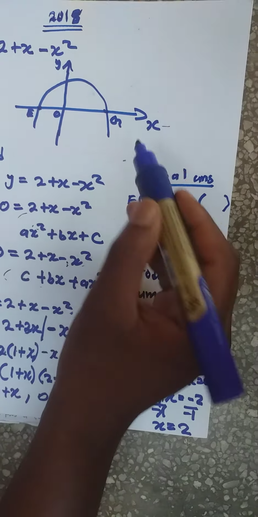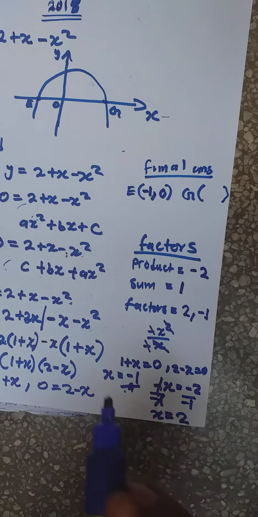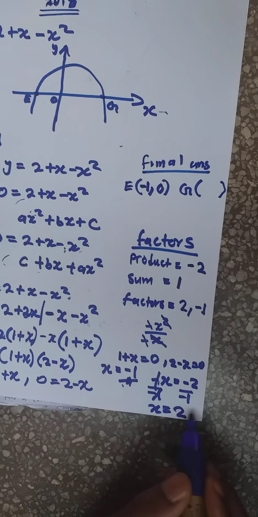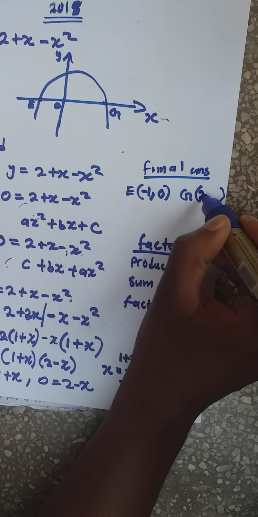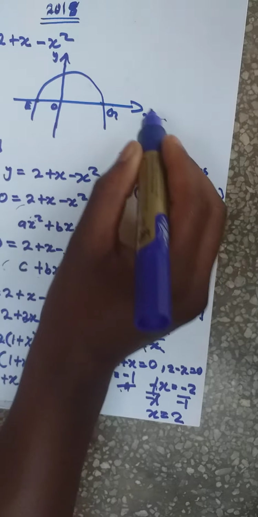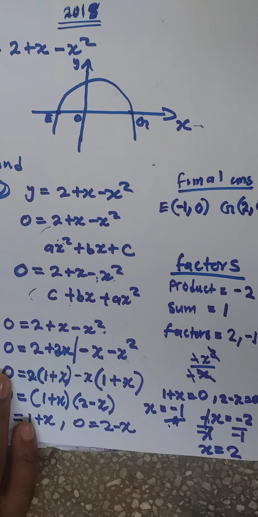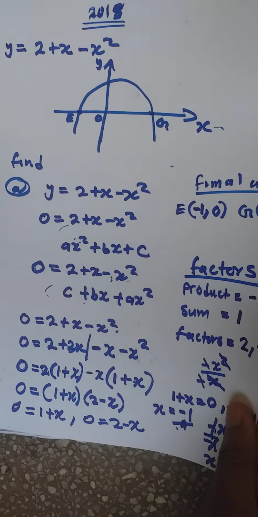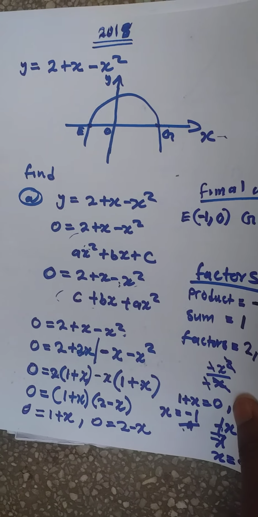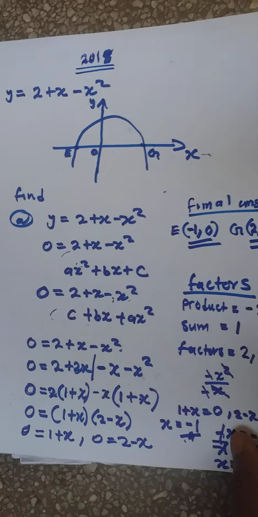For y, it is simple. At any point on the x-axis, y is always equal to 0. Then for x, here it is on the positive side of the x-axis, so 2 makes sense for G. So the value of x for G is 2. Then the value of y there, at any point on the x-axis, y is 0. So this becomes the coordinate. So that's the solution for part A of the 2019, that is the coordinates of G and E.